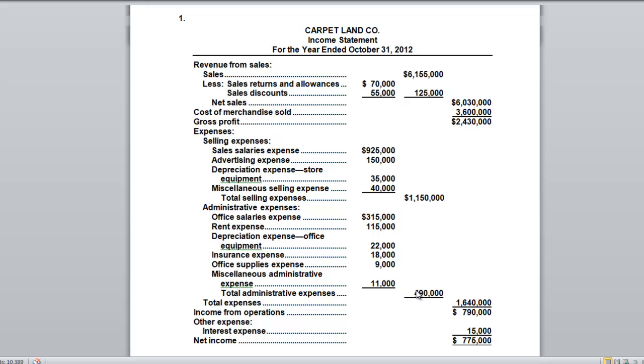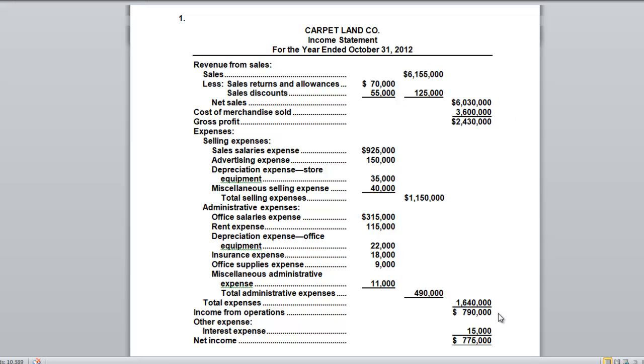If we total those two up, these are our total expenses. So we've got our gross profit, which is our net sales minus our cost of merchandise sold. We reduce that by our total expenses, and that gives us our income from operations. So all this up here, this is the core function of our business. It's what we do for a living.